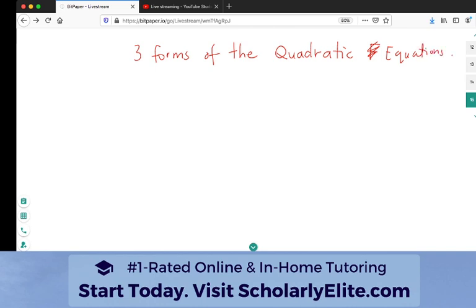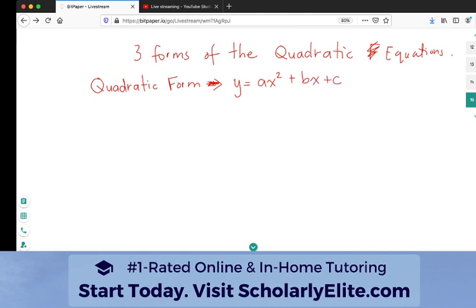So let's take a look here. Actually, let's start with our quadratic form. So in the quadratic form, we've got y equals ax squared plus bx plus c.